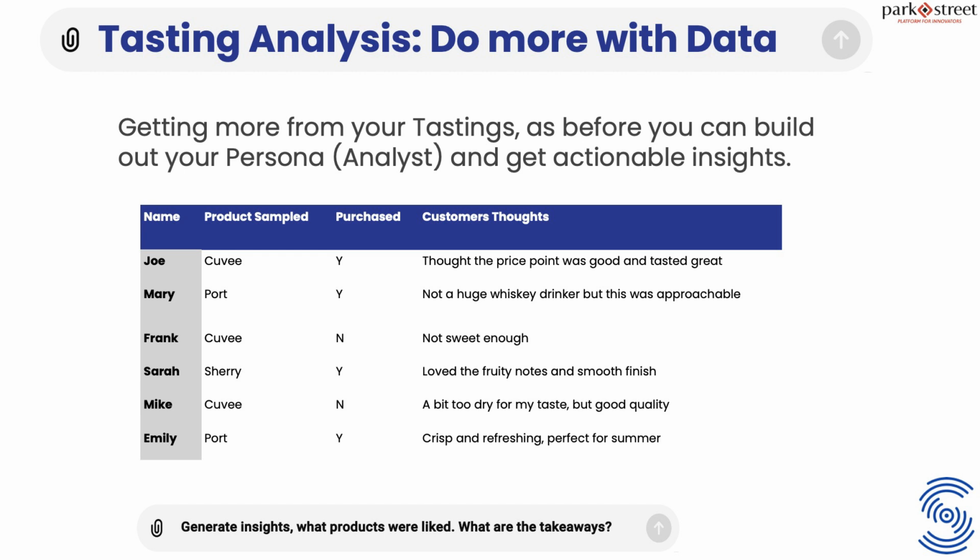Excuse me, sorry. Where it goes beyond the first level. You can go, okay, give me charts, and it'll produce all the charts. It'll tell you that on Saturdays when you have a tasting, the bourbon is a winner, but when you have a tasting during the week, your RTDs are doing well. It'll do all of that automatically.